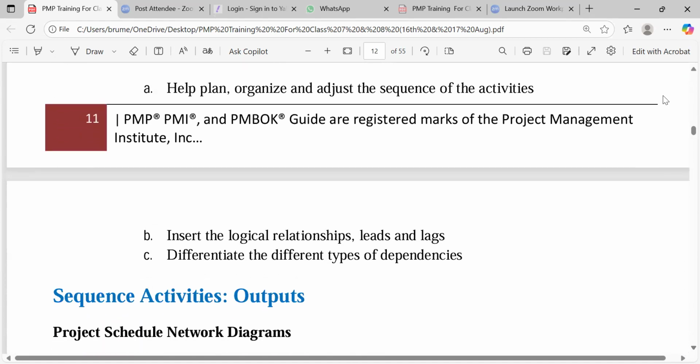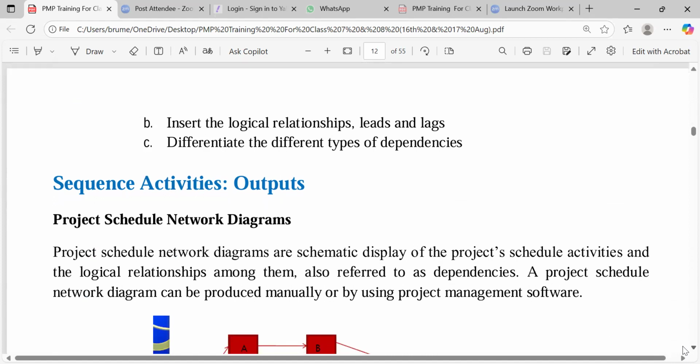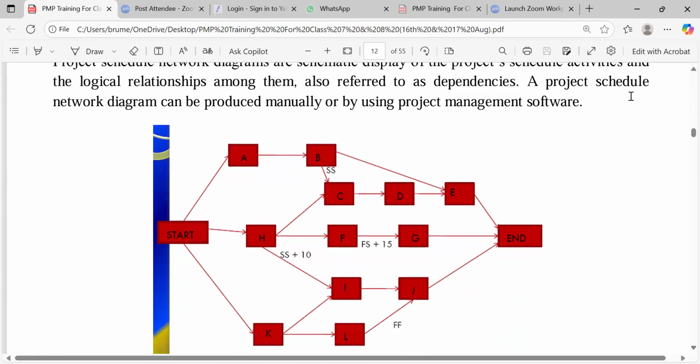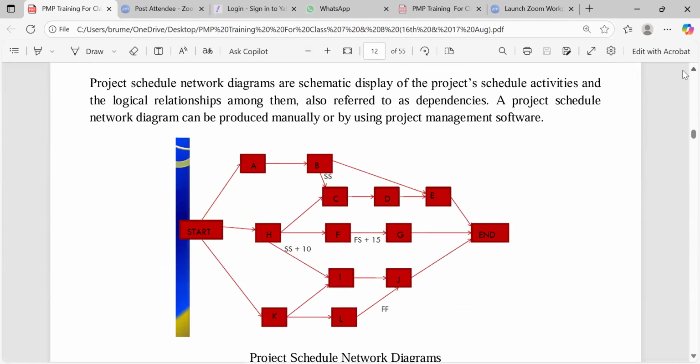We have looked at all this terminology, and at the end of the day, the output becomes what? The project schedule network diagram. Now the network diagram is out. Wow, this is our network diagram. Can you see it? Let me reduce it. This is our network diagram. We can see our start.